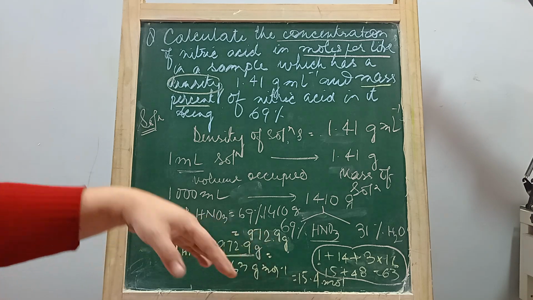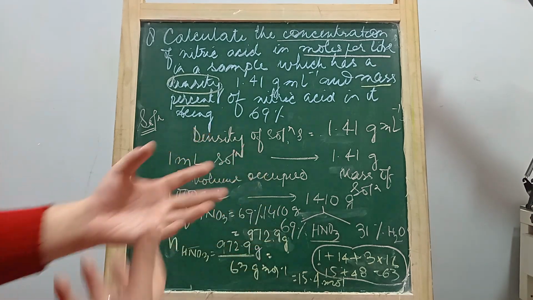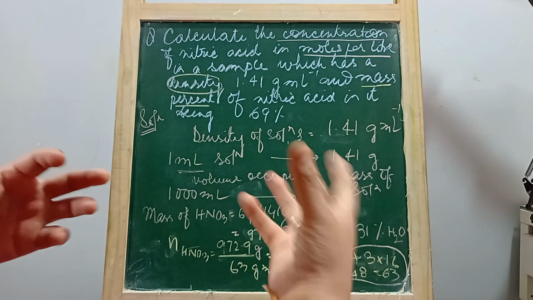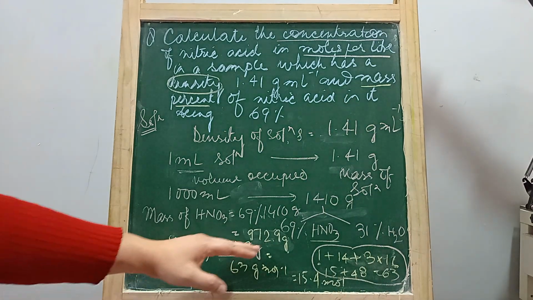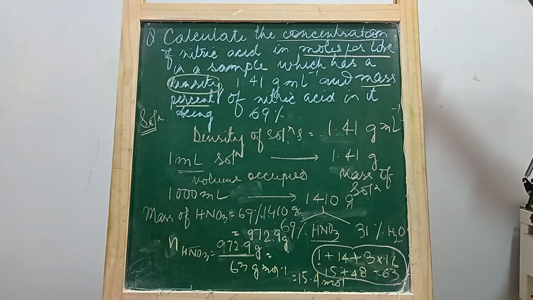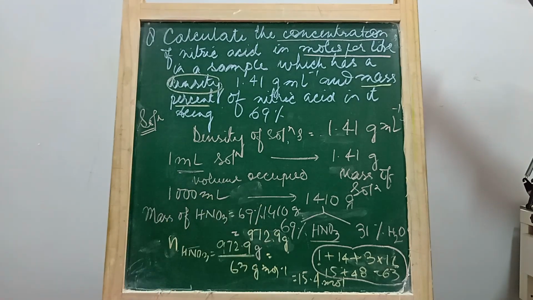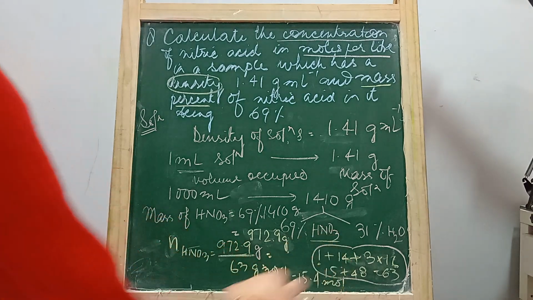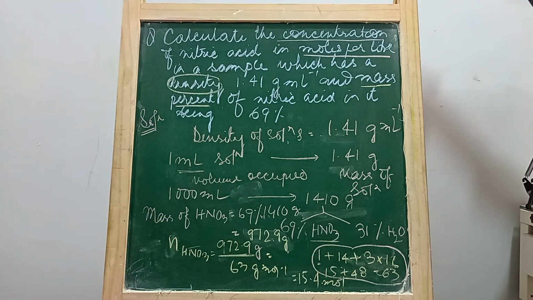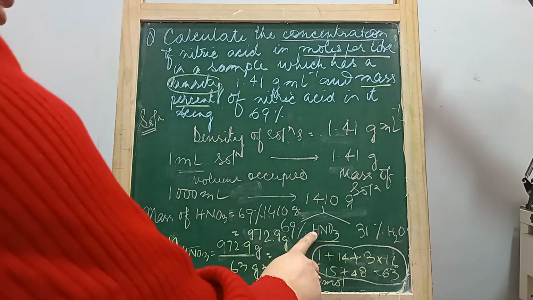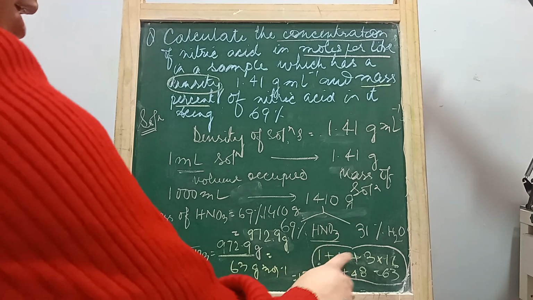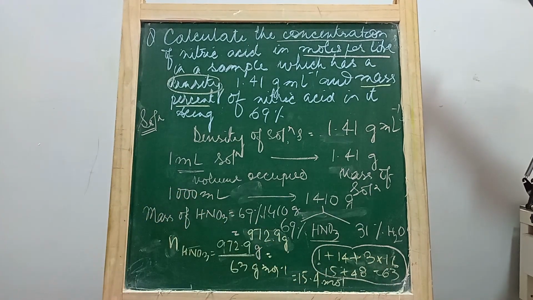Now we want to convert this mass into how many moles of nitric acid are there. How will you find the number of moles? The general formula is that you divide the given mass by the molar mass. Otherwise, we can think like this also: what is the mass of 1 mole of nitric acid? For that, you need to calculate the formula mass, or molecular mass, of nitric acid. Hydrogen's atomic mass is 1, nitrogen is 14, oxygen is 16, so it comes to 63 u.